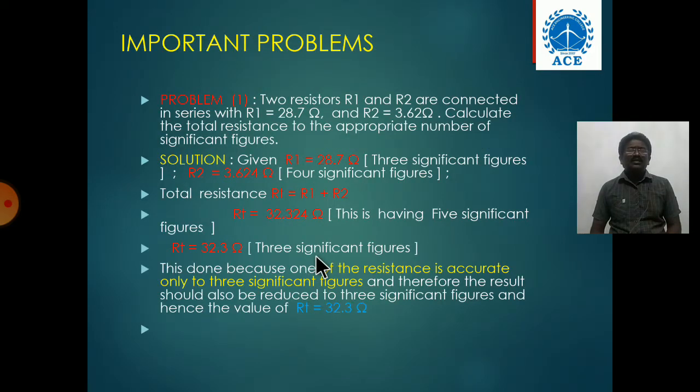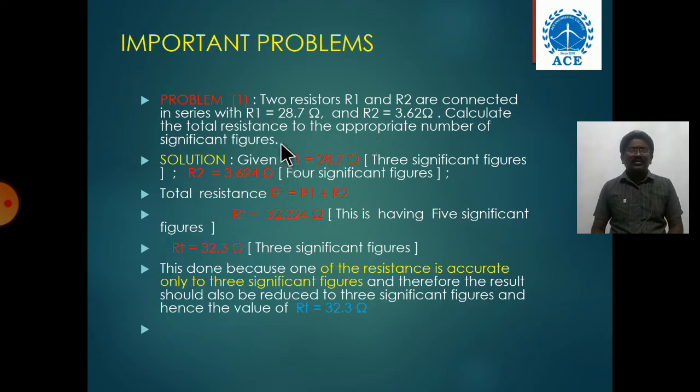These two are the important terms. Now I will explain some important problems. Problem 1: two resistors R1 and R2 are connected in series with R1 equal to 28.7 ohms and R2 equal to 3.62 ohms. Calculate the total resistance to the appropriate number of significant figures.